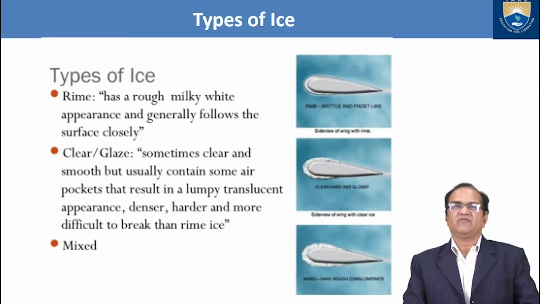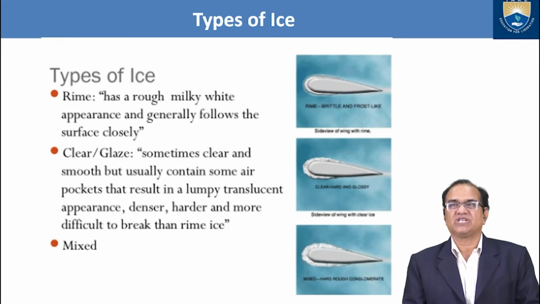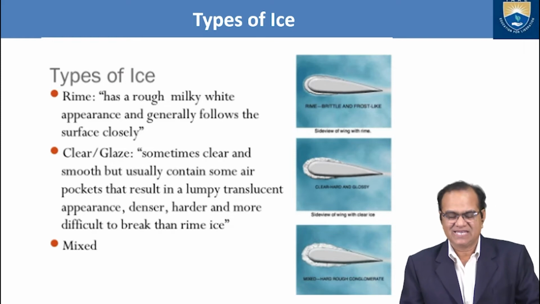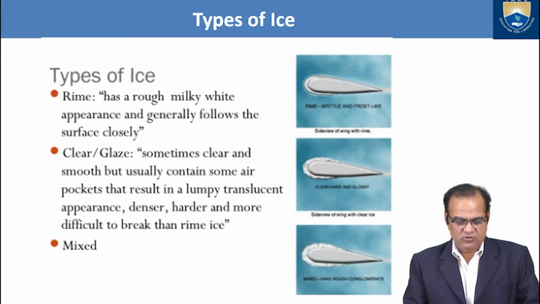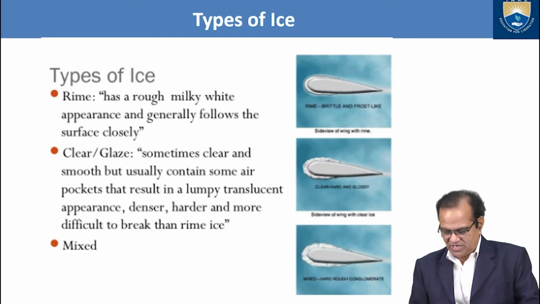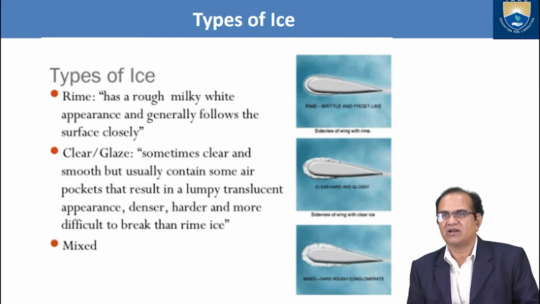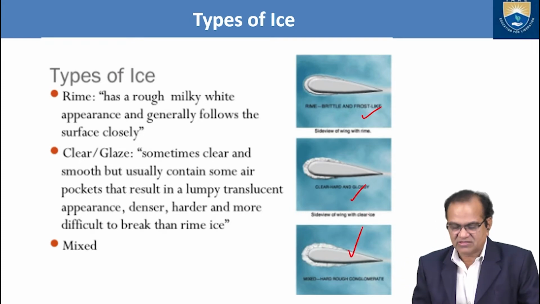Types of ice. We have rime, which has a rough milky white appearance and generally follows the surface closely. It is called rime. Next is clear or glaze, sometimes clear and smooth, but usually containing some air pockets that result in a lumpy, translucent appearance; it is denser, harder, and more difficult to break than rime ice. And the third one is mixed, which is rime and glaze both mixed. You can see here the rime, then this one, and this is the third.